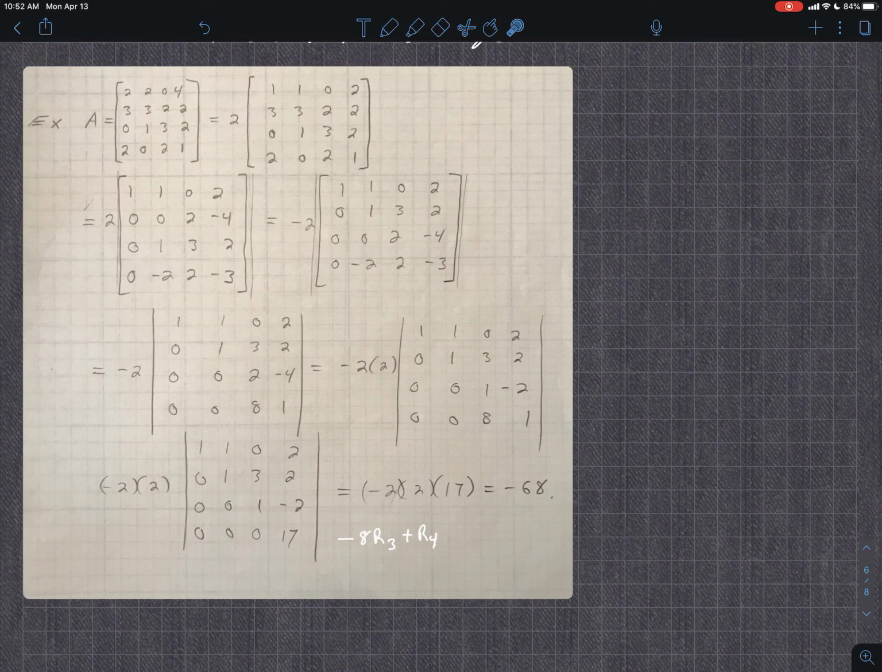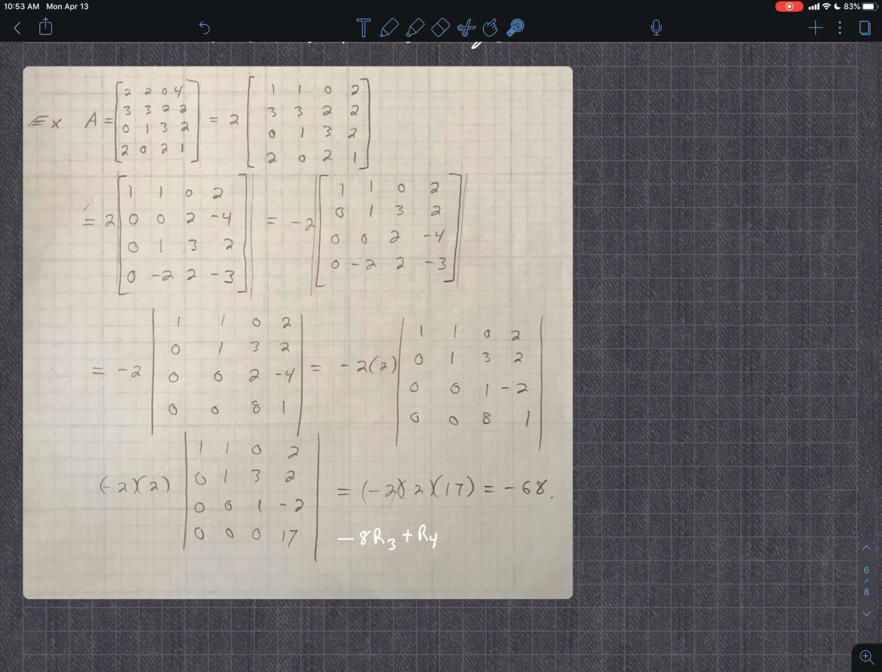Back up here, we factored out a 2 right there on row 3. Okay, so that's where that comes from. So you keep track of the row interchanges as you go. And once you have the row echelon form, you can see it's just the product of those diagonals. So it's really 1 times 1 times 1, and then times 17. You multiply that out and you get negative 68.